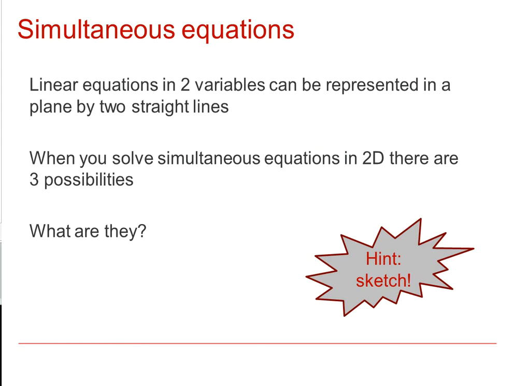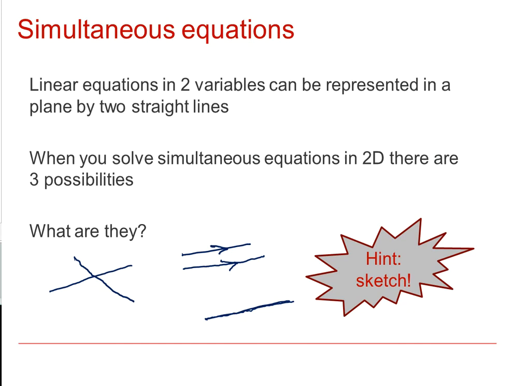So when we're dealing just with two variables, we know that linear equations can be represented in a plane by two straight lines. So when we solve them, there are three possibilities. Let's think about what they might be. That the lines cross at one point. We may find that the lines are parallel. Or we may find that the lines are actually coincident, or the same line.